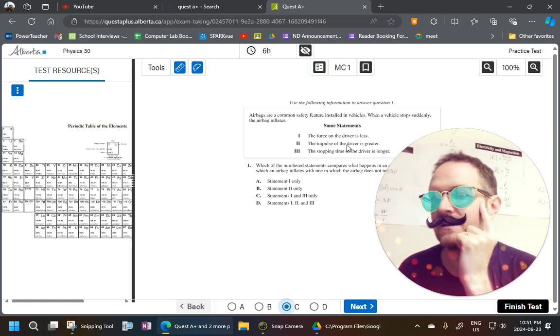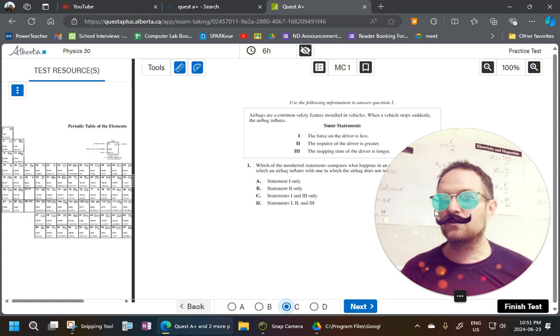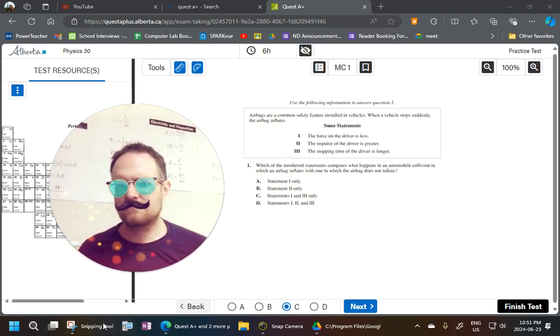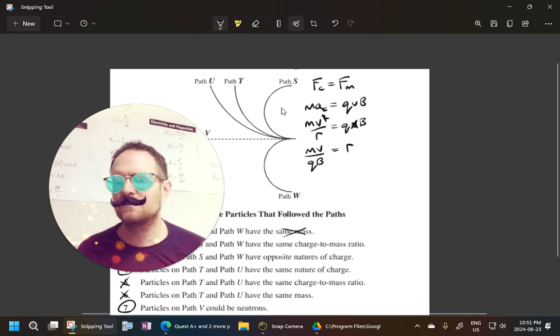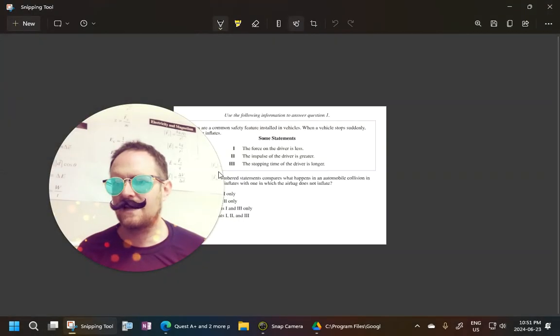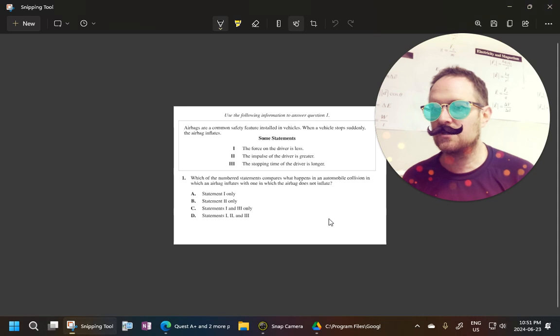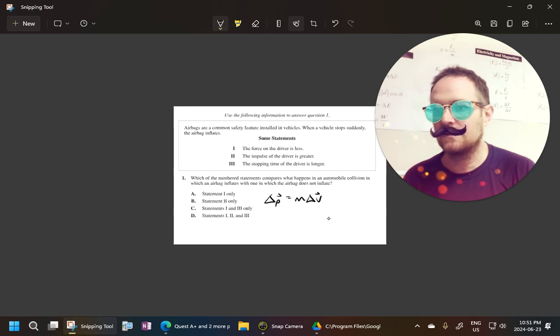All right, but the impulse is not going to be greater. Now, the reason for the impulse not being greater, it's a pretty simple little explanation, right? Because you have to think about what's happening. So remember what impulse is. Impulse is, sorry, mass times change in velocity.